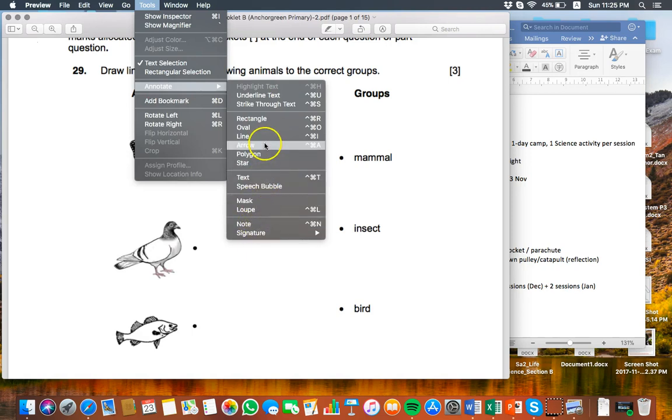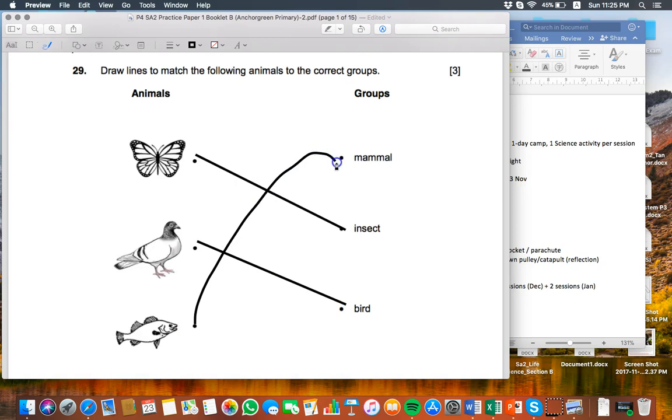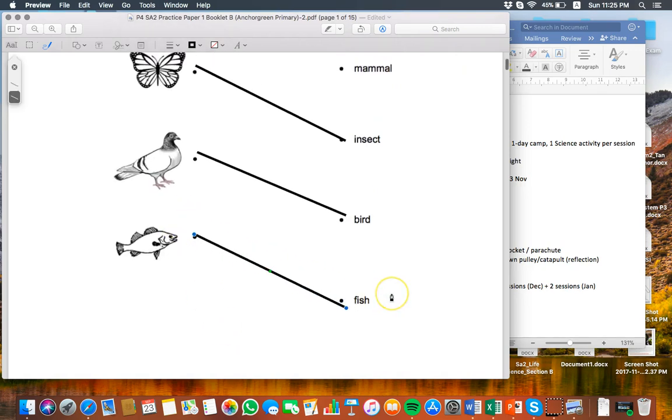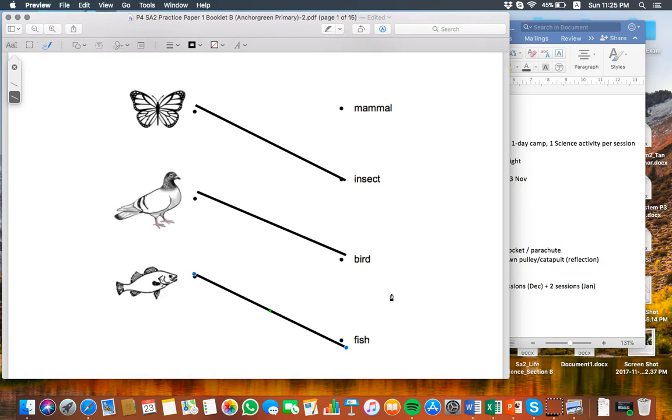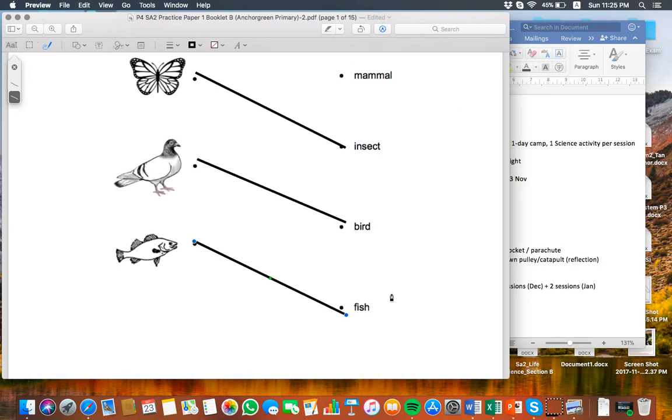Let me see. Should I use arrow? Maybe not. I'll just use a line. So I'll draw this to insect. That's very obvious. I'll draw this to bird. Obvious as well. I draw this to mammal. Is this correct? No. I should draw this to fish. So please mark. 1 mark for each correct answer.